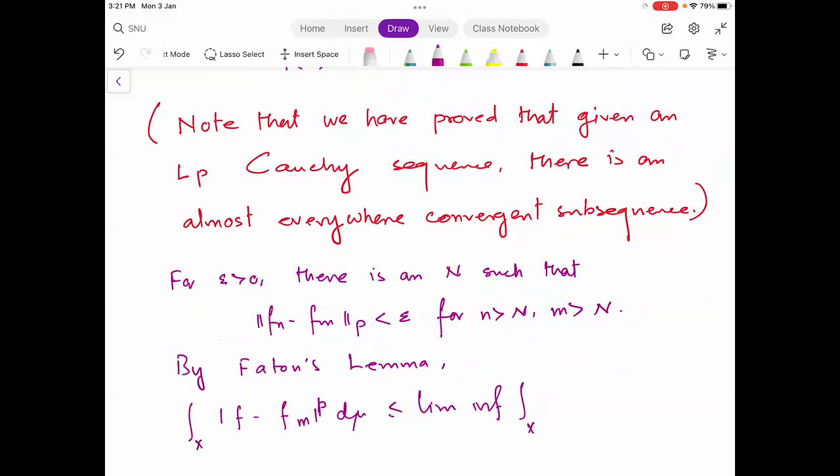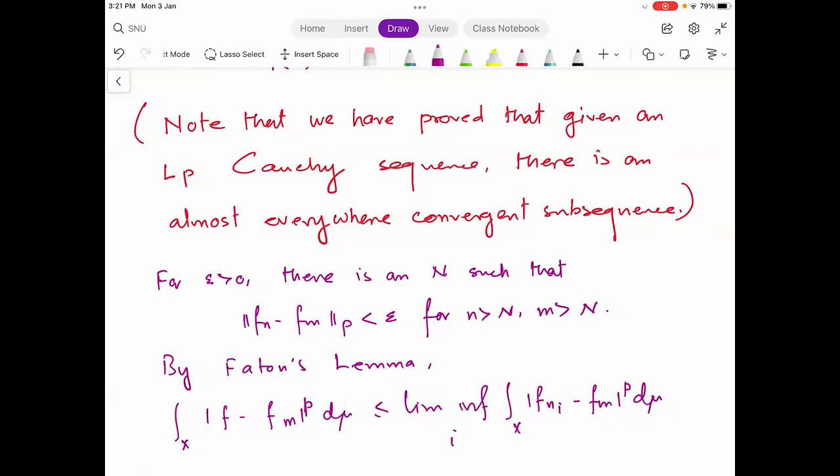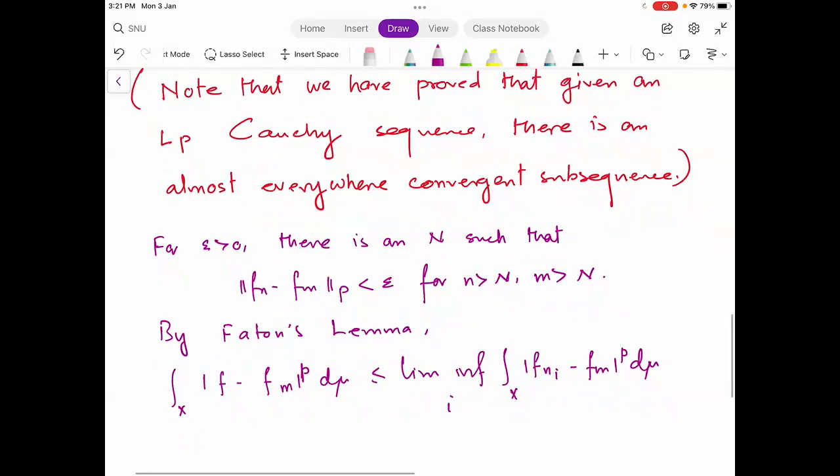X is the whole measure space. I'm sometimes writing X, sometimes writing omega, so please bear with me. Now, I'm given that my original sequence is Cauchy. Of course, my subsequence is also LP Cauchy, because the original sequence is Cauchy. That gives me this: given an epsilon positive, norm Fn minus Fm is less than epsilon for large n and m. Fine. I look at F minus Fm.